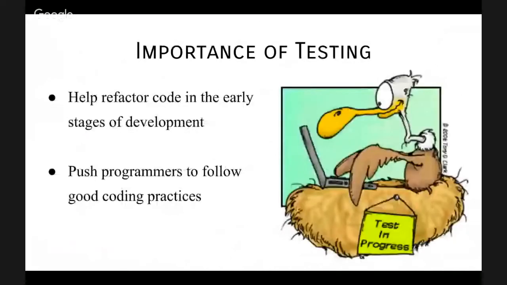And test code helps us to refactor the code in the early stage of the software development and pushes programmers to keep the user interface methods and software functionality methods separate. And it also helps us to avoid complex algorithms because complex algorithms are very hard to test. So it helps us to keep the algorithms simpler.